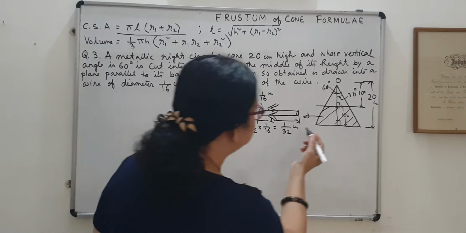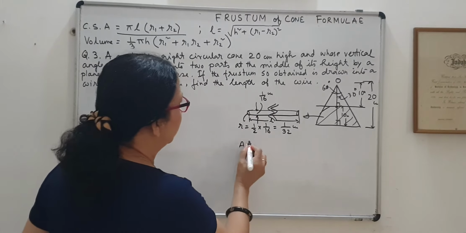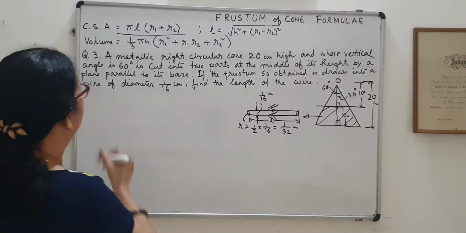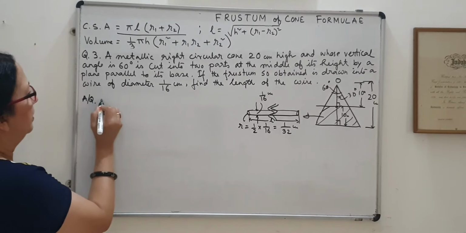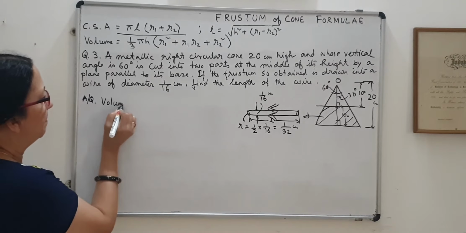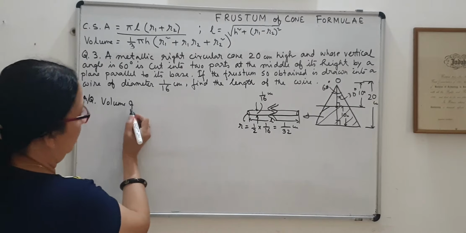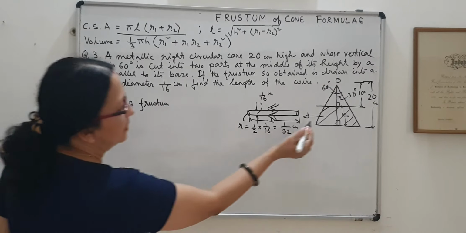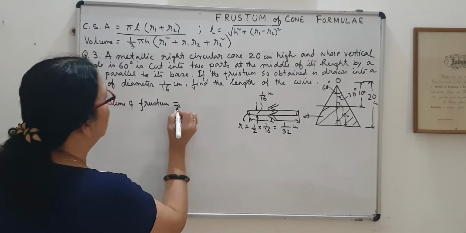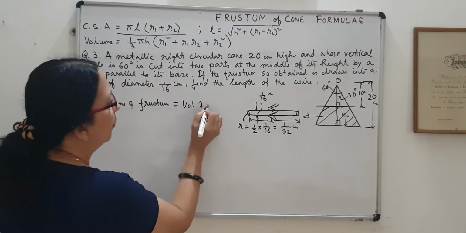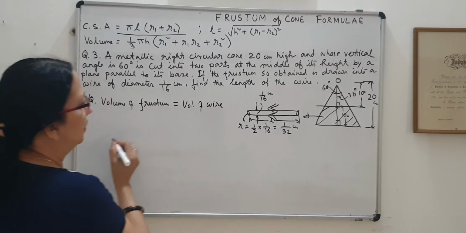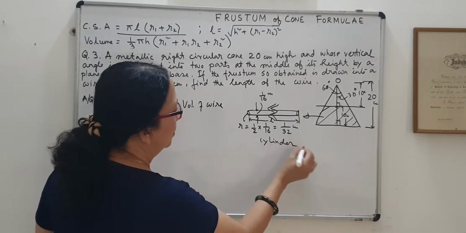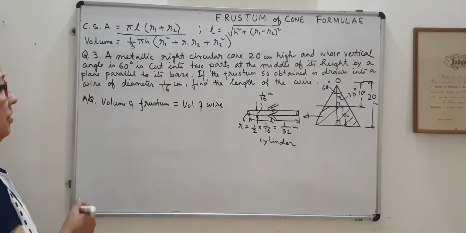So now you see, according to the question, let me write here. According to the question, the volume of frustum, that is this frustum, will be equal to the volume of the wire. And this wire is nothing but a cylinder. This is a cylinder. Wire is a cylinder. Okay.